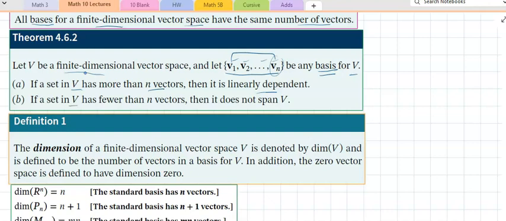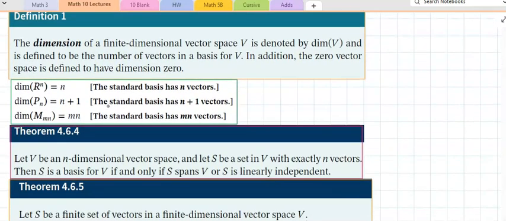And if the set has fewer vectors than n, so fewer than n vectors, then it wouldn't span vector space V, and therefore it wouldn't be bases or form bases. Now the dimensions, this is a notation we're going to use from now on. It says the dimension of a finite dimensional vector space is denoted by dim(V) and is defined to be the number of vectors in its bases. Now the zero vector space is defined to have a dimension of 0.